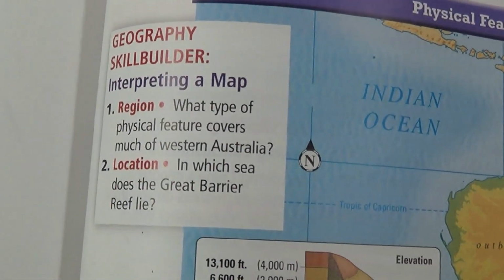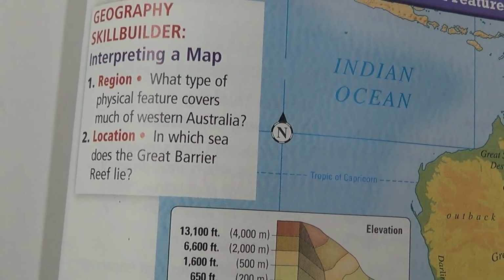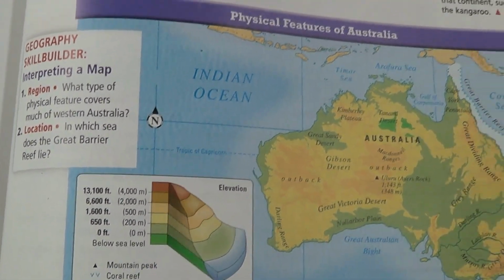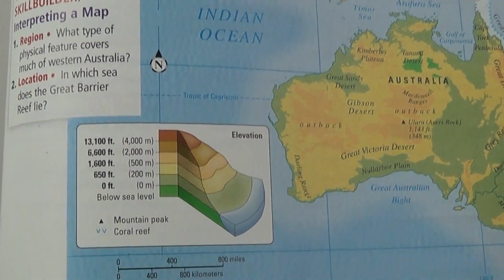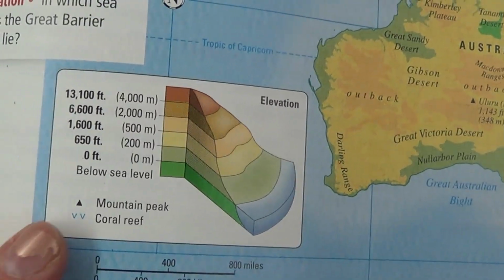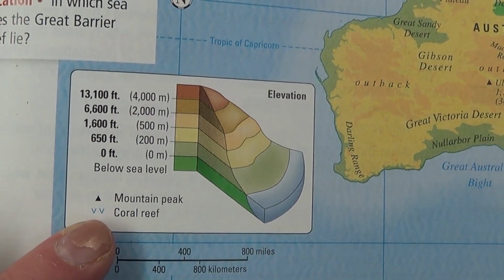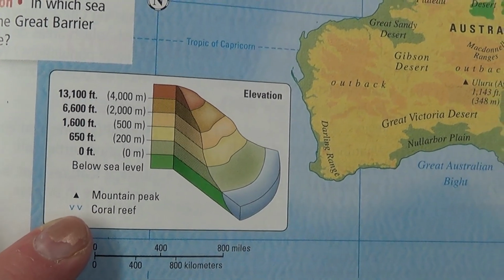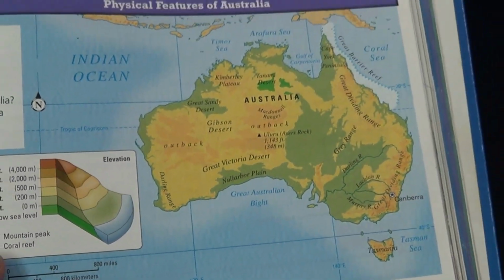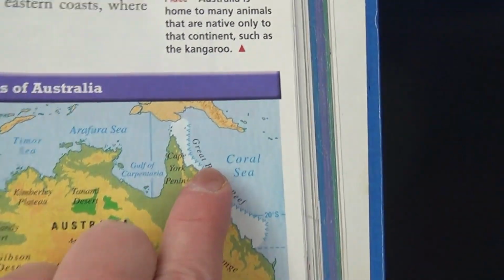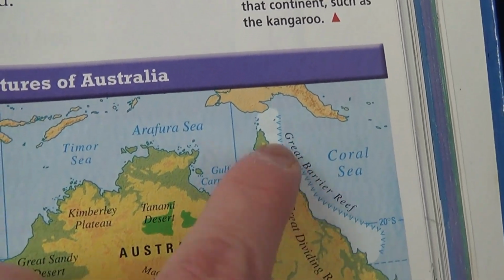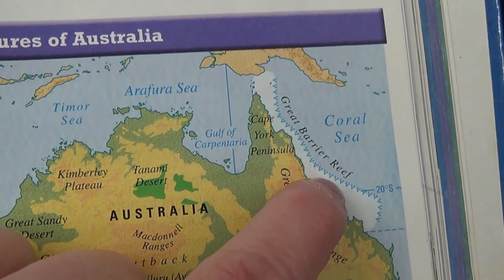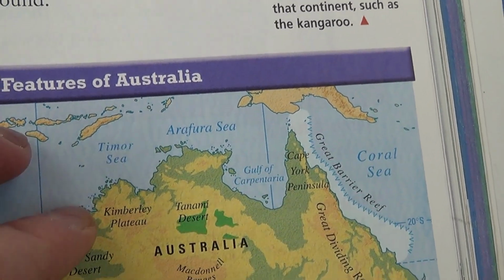Number 2, in which sea does the Great Barrier Reef lie? So we've already read the title, and we looked at the legend. The blue upside down triangles, or like the V's, are the coral reef. And so we look here, we see all those symbols. It says Great Barrier Reef, and that's in the Coral Sea.